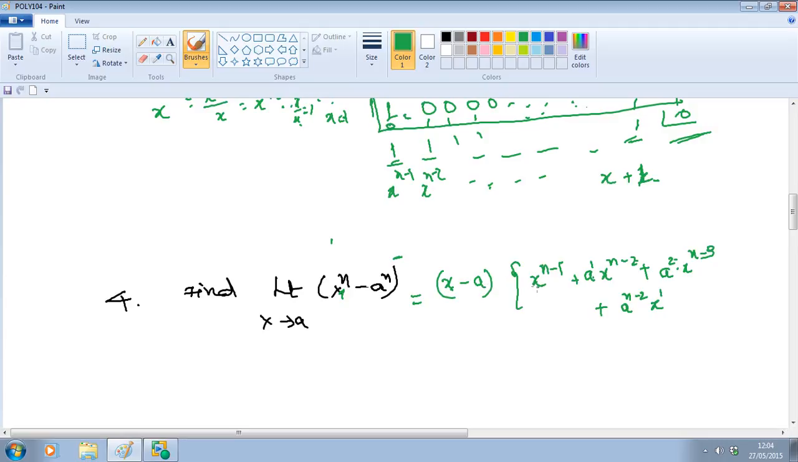So the power of x as it moves this way, it decreases by 1. And power of x decreases, power of a increases, this by 1, this by 1. The total powers will be constant. So a to the power 1 means this is n minus 2. So a to the power of n minus 2 means it is just x.